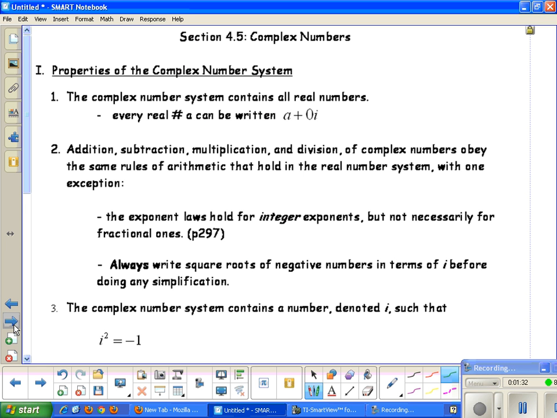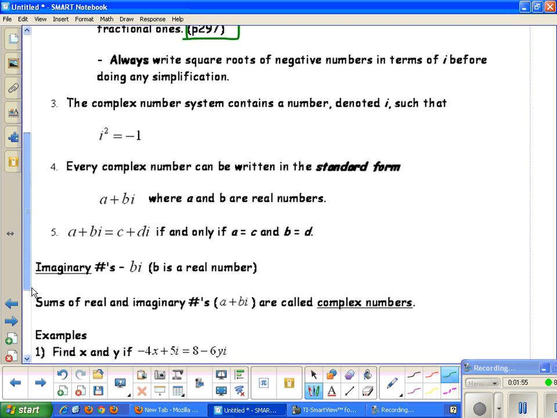Addition, subtraction, multiplication, and division of complex numbers obey the same rules of arithmetic that hold true for the real number system. And there's one exception with the exponent laws, and if you want to read up on that, you can look at page 297 in your book. Always write square roots of negative numbers in terms of i before doing any simplification, and then we'll talk about some of this other stuff in just a little bit.